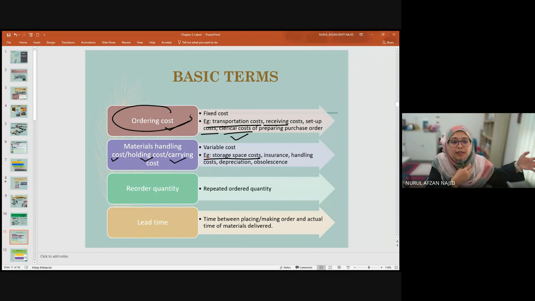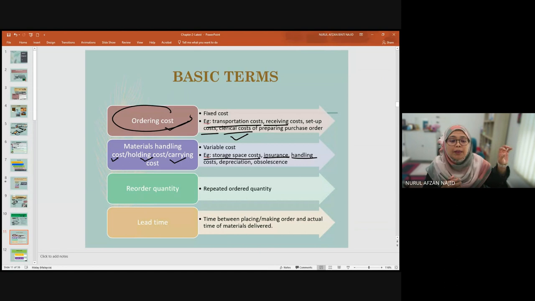Dalam masa yang sama, kita kena bayar insurans. Kenapa? Sebab kita tak nak tanggung risiko. If anything happen dekat building itu, contoh kebakaran, kita tak nak menanggung risiko tersebut. So kita bayar insurans. Then kita kena prepare for handling. Bila barang dah sampai, keluar daripada kontena, kita kena susun pula dekat dalam store. Penyusunan barang itu kita kena bayar gaji pekerja.